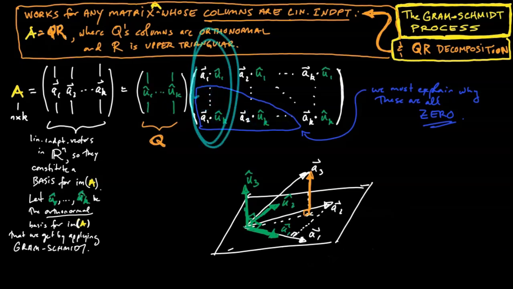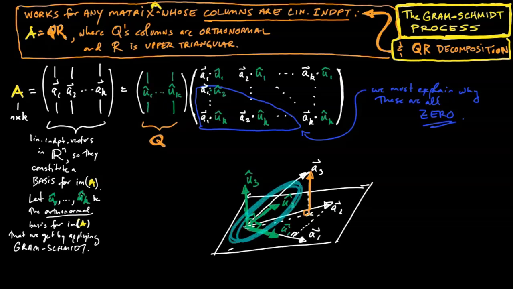Let's go back to this first column where we're taking A1 and dotting it with all of the U vectors. Well, when we dot A1 with U1, what happens? Those vectors are pointing in the same direction. So their dot product is just the product of their lengths. So this is going to be some non-zero scalar. But that's not the one I'm interested in. I'm interested in all the ones that are below it, because they are all below the main diagonal. Like the next entry here, the first one I'm really interested in would be A1 dotted with U2.